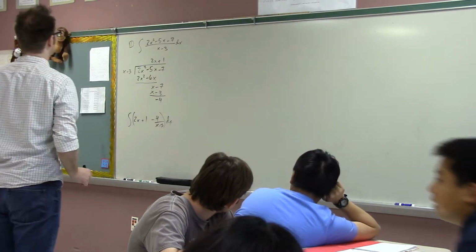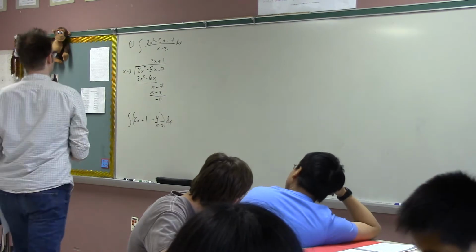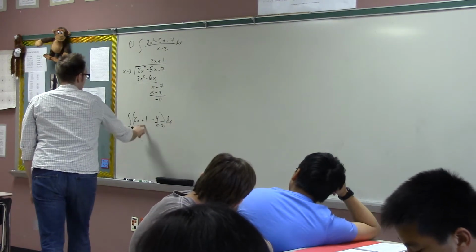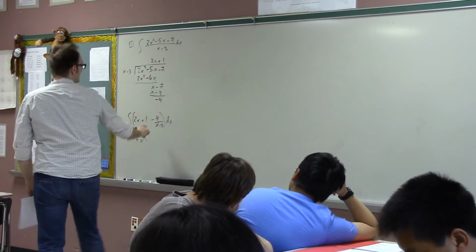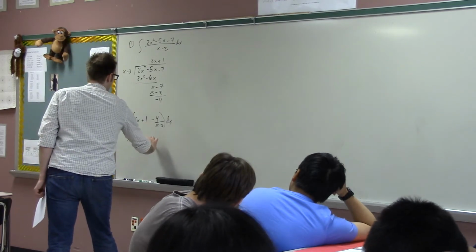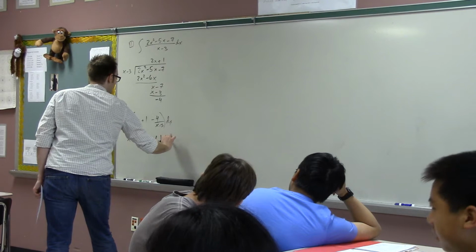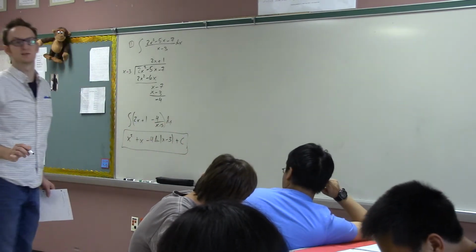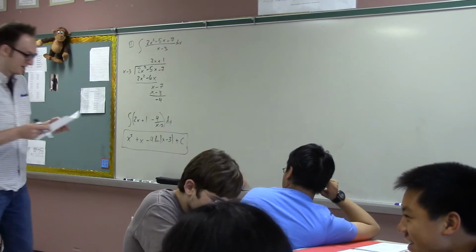And at that point, you can probably just finish it off in your head, right? Because the antiderivative of 2x is x squared, the antiderivative of 1 is x, and the antiderivative of this is negative 4 ln absolute value x minus 3 plus c. Any questions? It took me 40 seconds. Number 2.